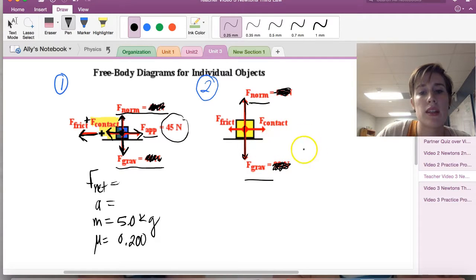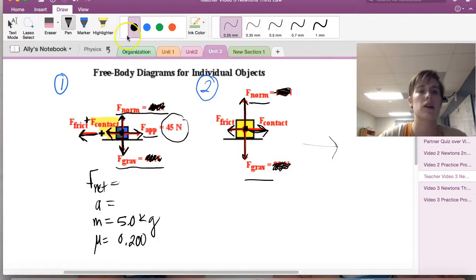It's moving in this direction, right? It's moving over here. That means the friction is going the opposite direction. And the contact force, remember, you draw the arrow for the contact force opposite the direction of the thing it's touching. So the blue box is supposed to be over here to the left. So the contact force goes over here. There's no applied force on this diagram because you're not applying a force to the yellow box. You're only applying the force to the blue box.